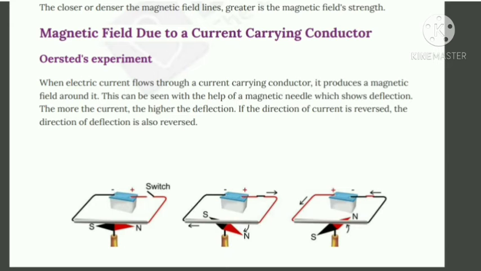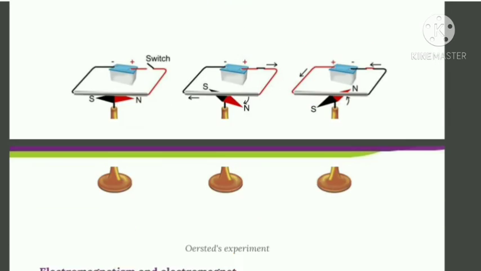When we interchange the positive and negative ends of the battery, the electric current is reversed in this case. So when electric current is reversed, the direction of the magnetic field is also seen reversed. Thus the magnetic field is due to the current carrying conductor. The deflection of the needle of the compass depends on the direction of flow of electric current.